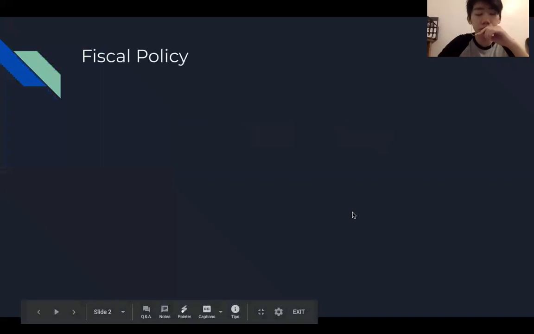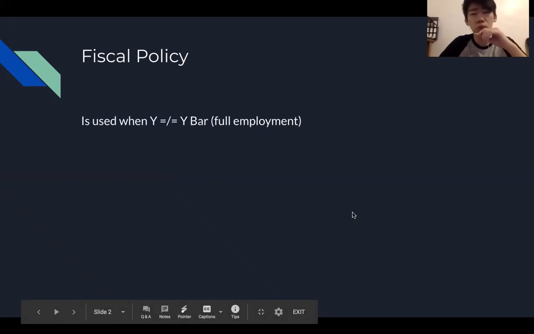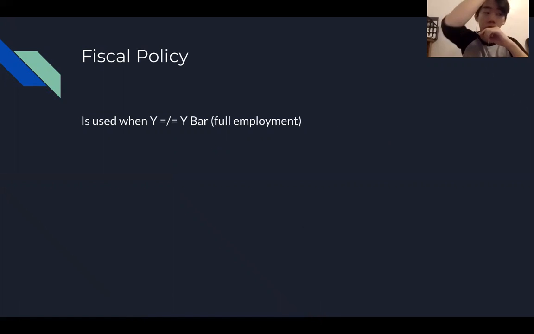Fiscal policy is used when Y does not equal Y bar, our full employment level. We've already talked a little bit about what happens when Y does not equal AE, but now Y is equal to AE at this point, but it's not equal to Y bar, our full employment, our target goal in macroeconomics.